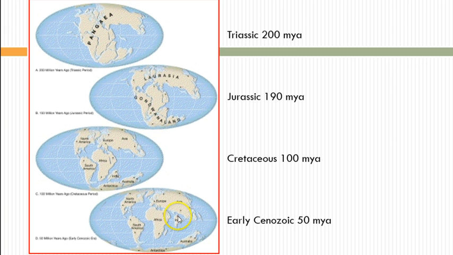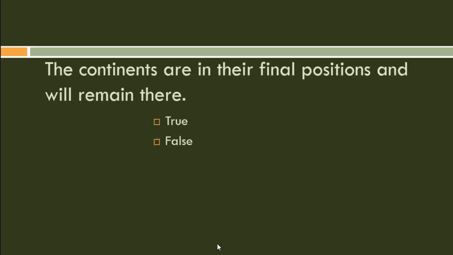And so by the time you get to the early Cenozoic, not too far after the dinosaurs have gone extinct, you can start to see the modern world forming, but India still hasn't made it. There's no Himalayas or anything like that. They're relatively new. Okay, so continents are in their final positions now and remain there. So what that statement is saying is that we've reached the max of the movement, and everything is where it's supposed to be.